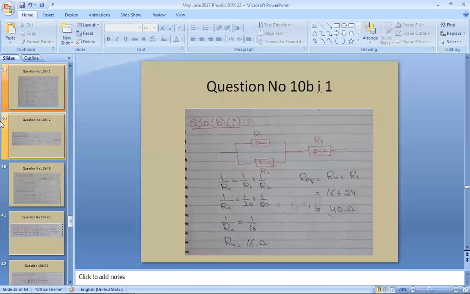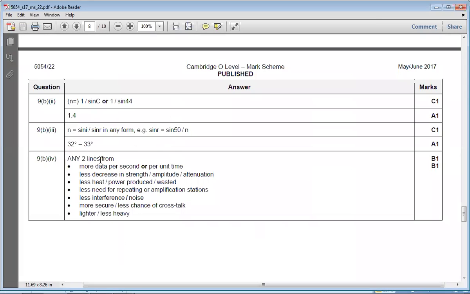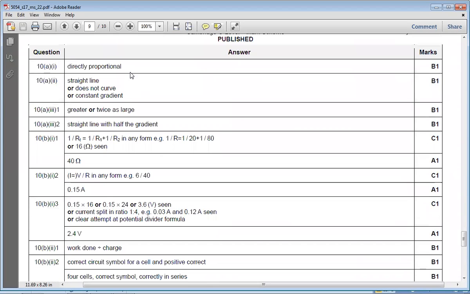But before going to the next part, let's have a look at the marking scheme. Question number 10 and its A part we have done. So the marking scheme is coming up on your screen. My dear students, please take time, pause the video, and read this marking scheme for question number 10, A part carefully. Confirm the answers written by me, confirm the answers which you have written, compare them with this marking scheme. It's a very, very important habit.